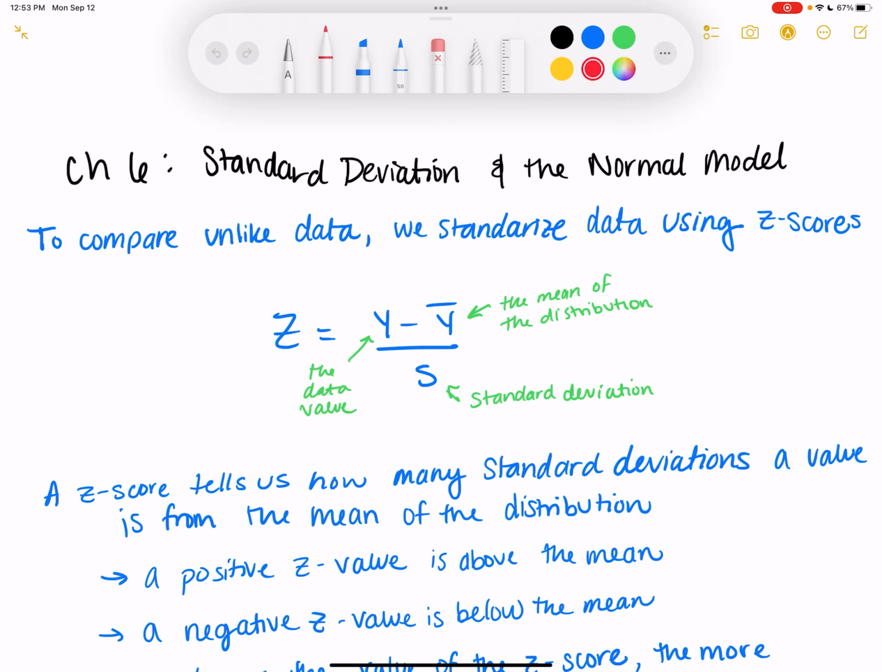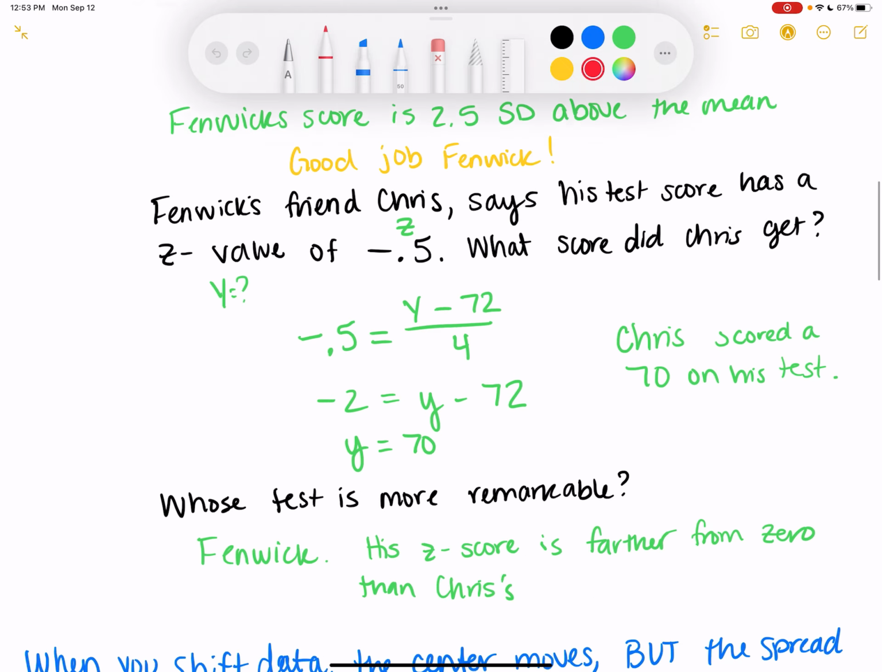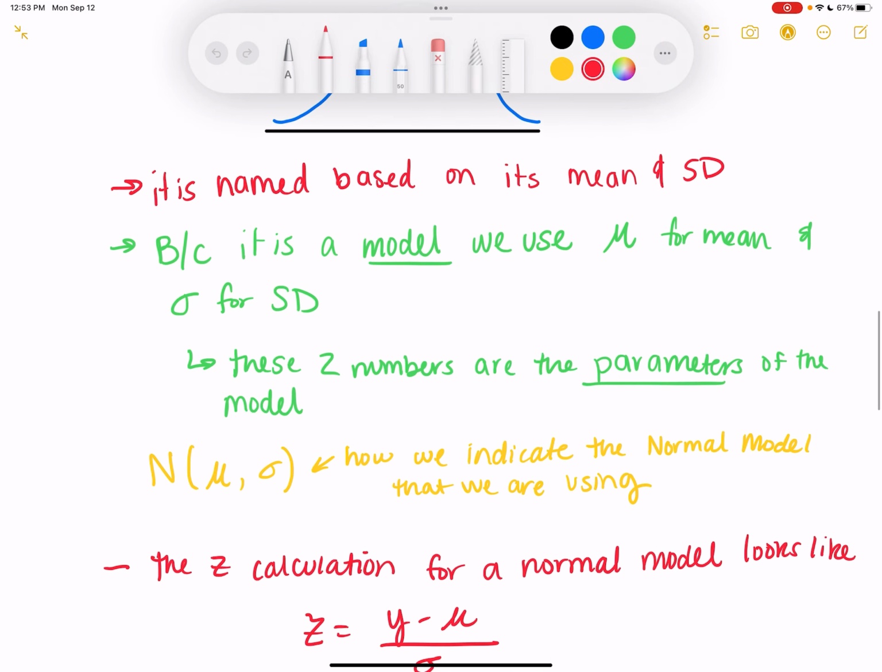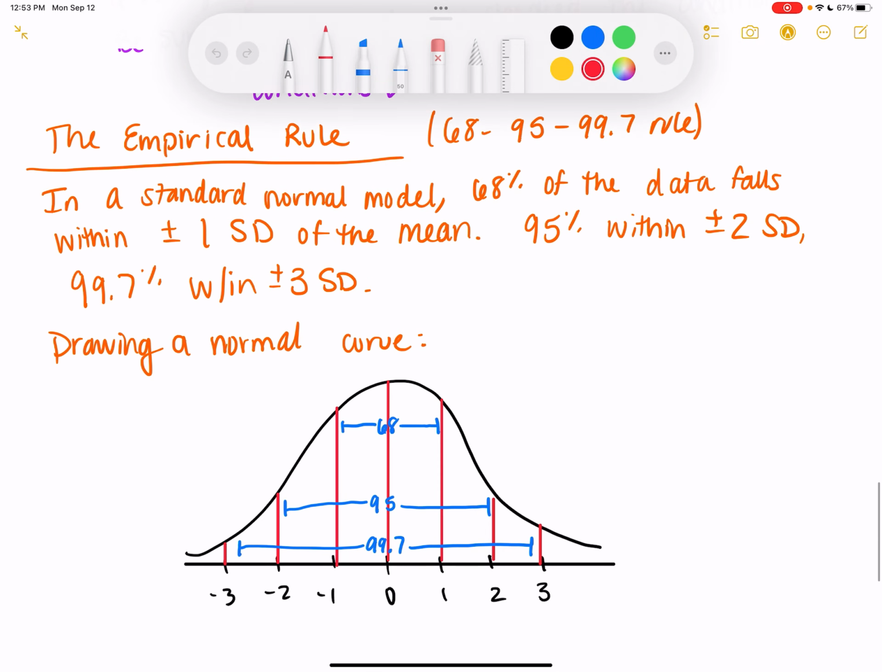Okay, so we were talking about standard deviation, and we started talking about the normal model, z-scores, last week when we wrapped everything up. And we finished with the empirical rule and just kind of what that looks like.